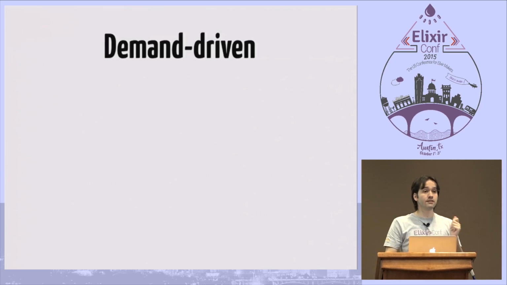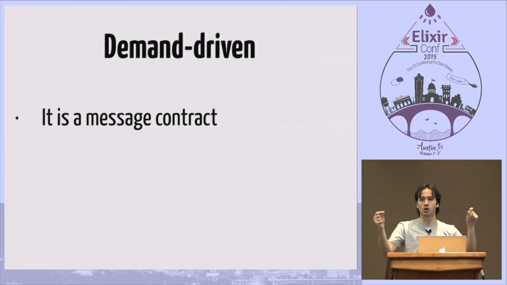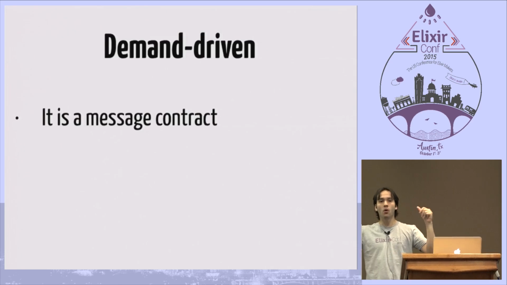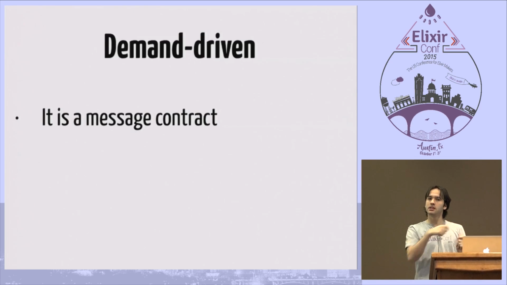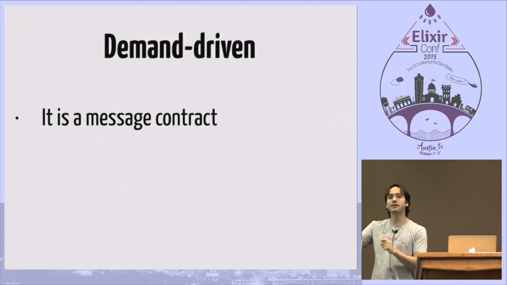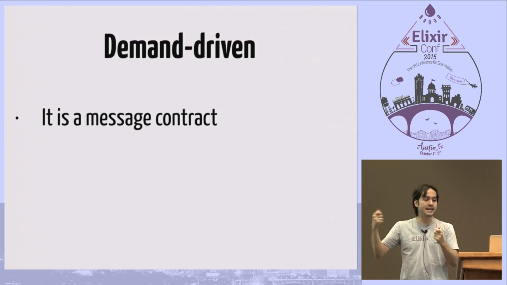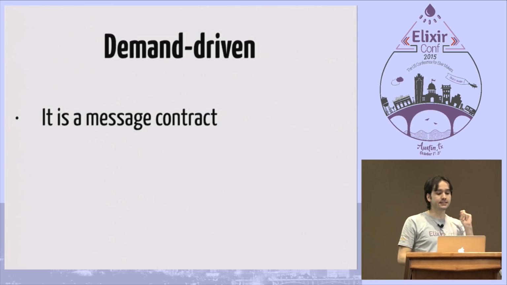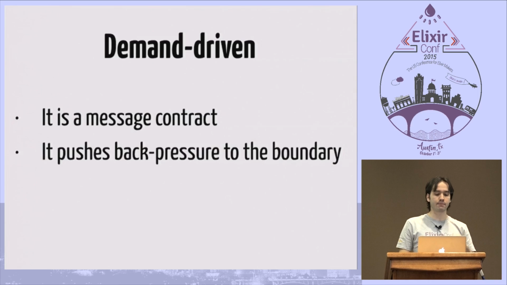And the demand-driven aspect is actually very simple. It's only a message contract between processes. It's just a way that processes say, hey, I'm going to send you ask messages. And when I send you ask messages, you can send me events in this particular format, and I know how to handle them. And it's very important because it pushes back pressure to the boundaries of the system. Okay?